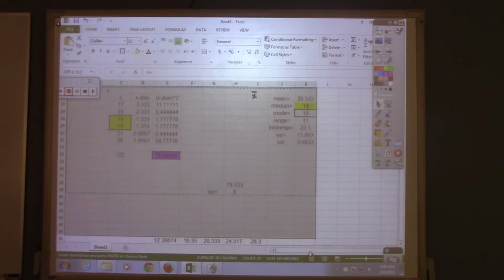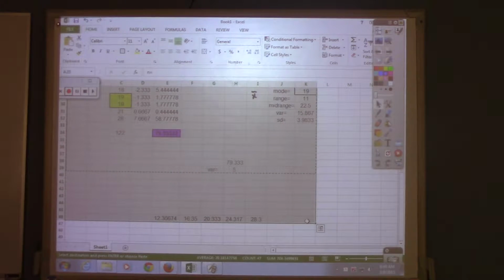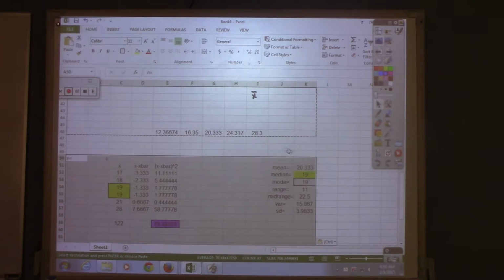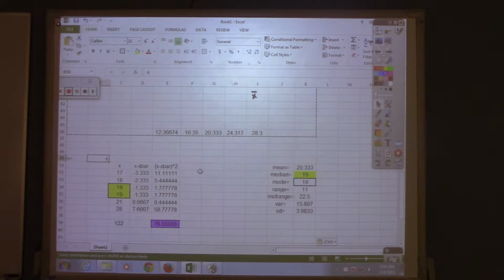Forgot my distribution down here. Control C. Control V. And we're going to make this 7. Oops, not T. I suck at typing.